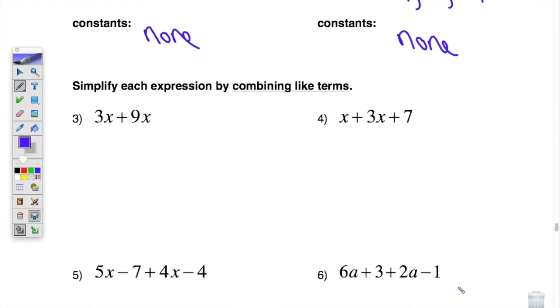So we're going to simplify each expression by combining like terms. And sometimes you'll see me write CLT to represent combining like terms. When we do these problems, we have 3x plus 9x, and we can combine them together to give you 12x. For number 4, start by putting a 1 in front of your x. Combine like terms, so we can combine 1x and 3x to give you 4x. Then we have our 7. There are no other like terms, so just add your 7. So it's 4x plus 7, and that is completely simplified because we can't go any further, because they're not like terms.